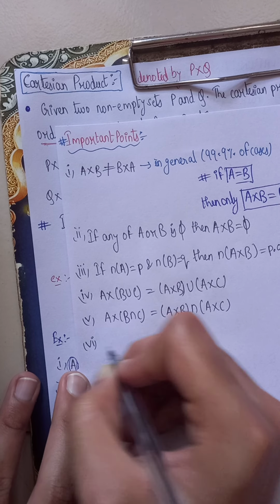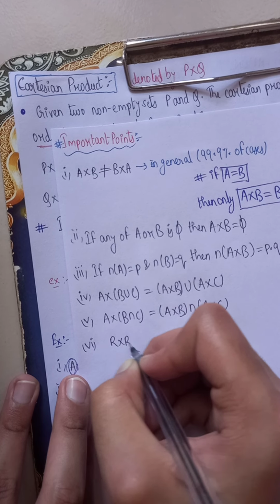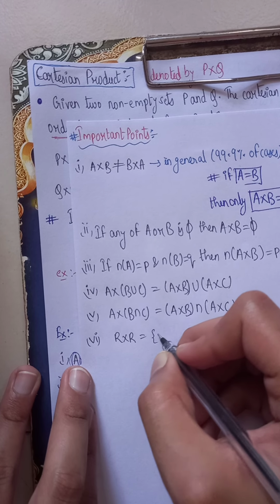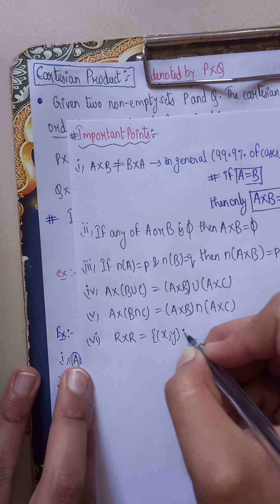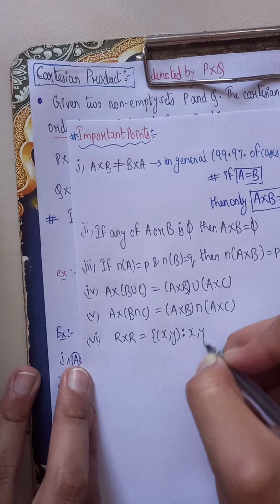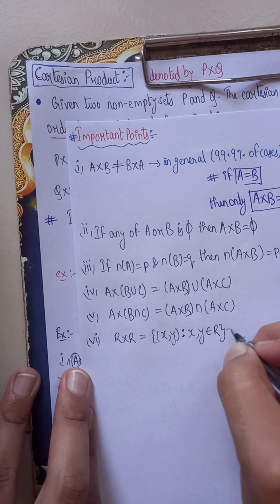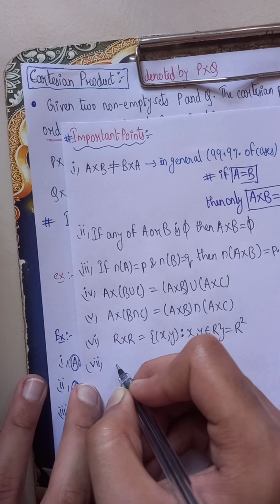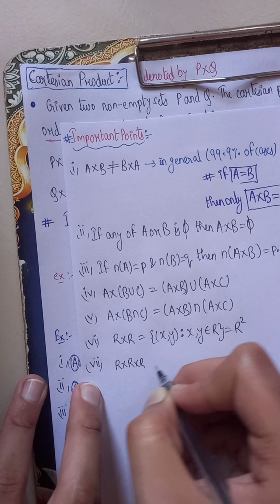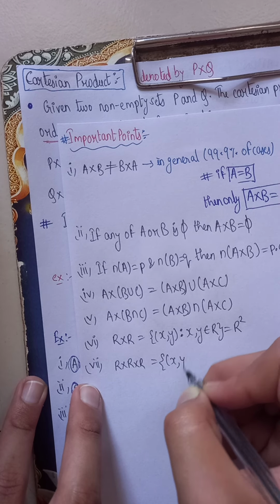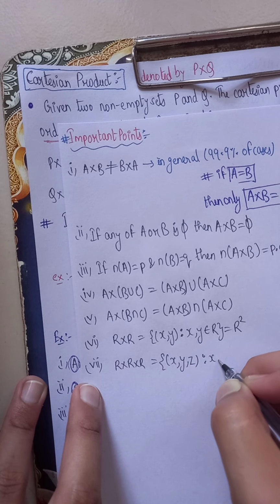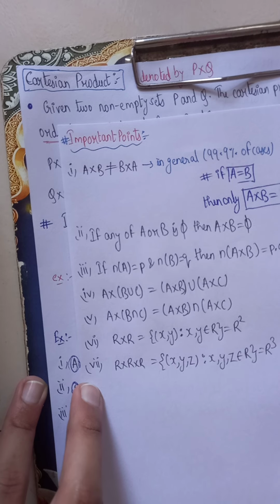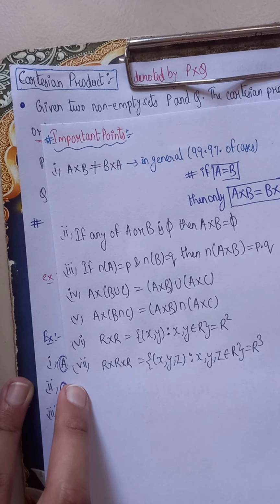Sixth point: R cross R. Suppose we have R cross R, then (x, y) are the elements such that (x, y) belongs to R, which is equal to R square. Seventh point: R cross R cross R is equal to (x, y, z) such that (x, y, z) belongs to R, also equal to R cube.